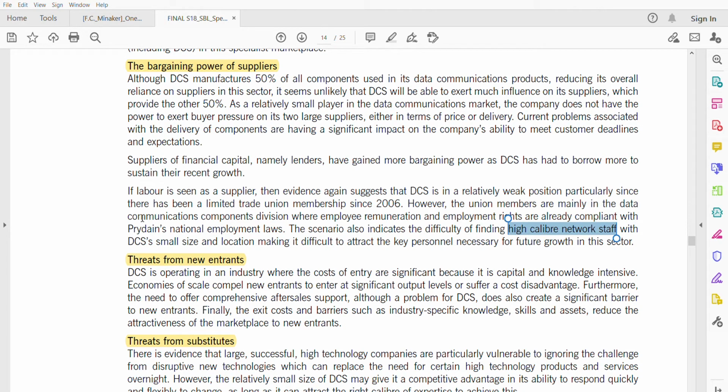Okay, with the DCS small size and location, making it difficult to attract the key personnel necessary for future growth in this sector. Take any industry, take any sector, your employee, your labor, your staff is your key personnel. Without them, no business can grow in their field. Always remember this. You need a right caliber, a high caliber staff in your industry for your industry to grow. And they are saying that they are finding it difficult to find the high caliber network staff from exhibit 6.